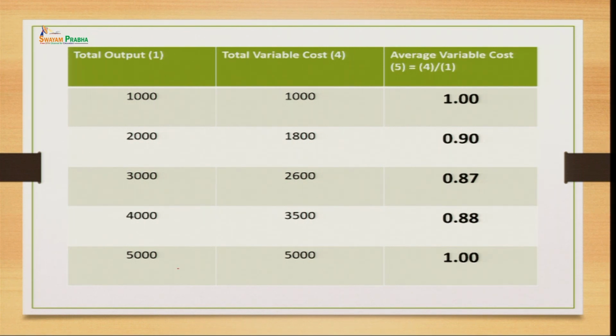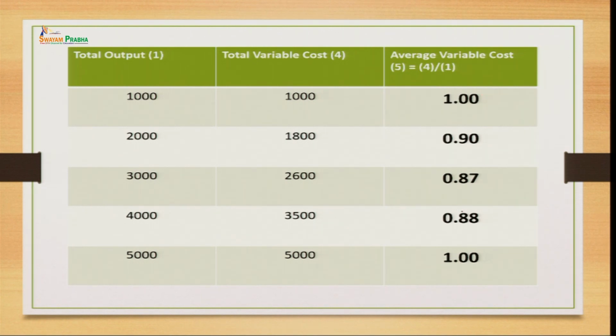Here we have total output and here we have total variable cost, and you can see that as the output was increasing, our variable cost was also increasing, because that is its property. It varies with the variation in the output, whereas in the case of average variable cost, we are going to divide total variable cost by the total output, right.